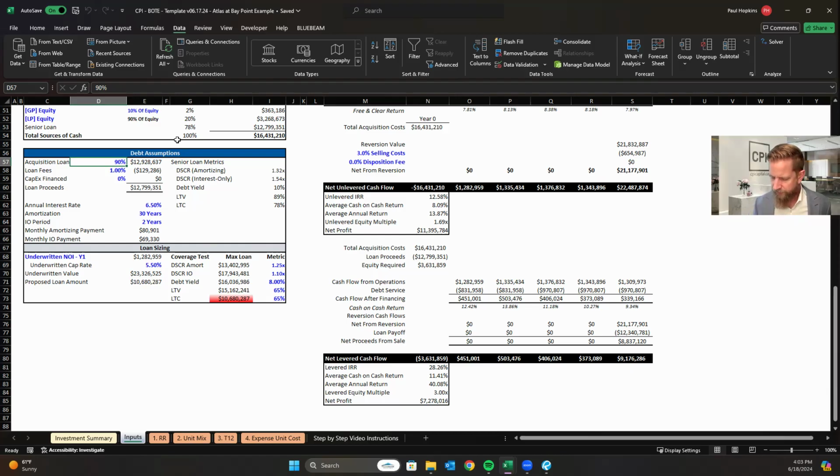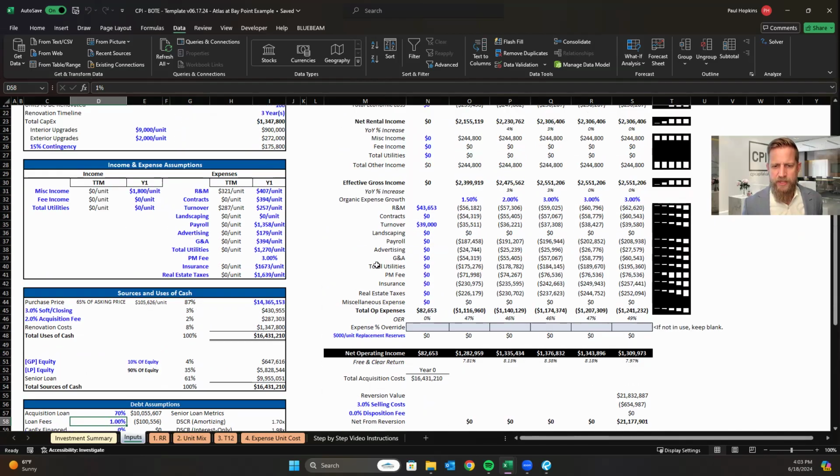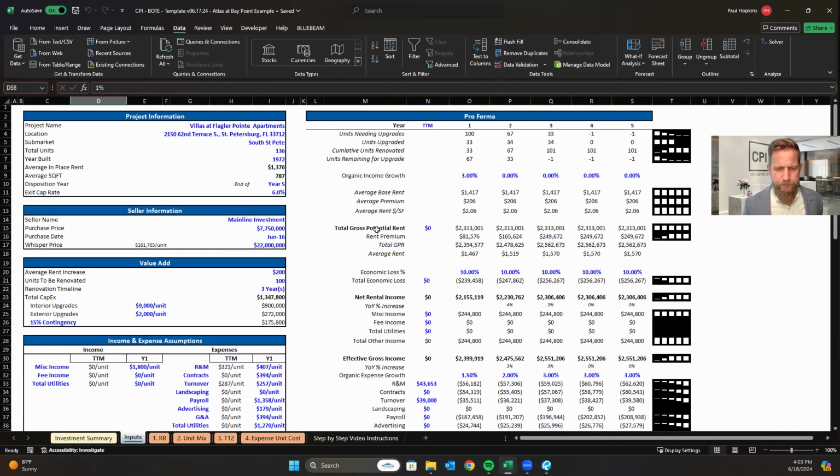So you can play around with these and just see how everything behaves and works for you. So that's the inputs tab. I'm going to go over how I enter in the rent roll and the T12 next.